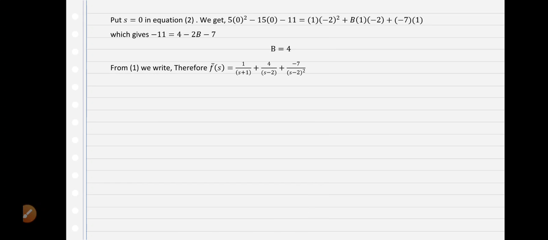So we can write equation 1 with the values of capital A, B, C as f bar of s equal to 1 upon s plus 1 plus 4 upon s minus 2 plus minus 7 upon (s minus 2) whole square. This minus 7 should be enclosed in round brackets. Now this is the most simplified f bar of s. So we have to take inverse Laplace transform on both the sides.